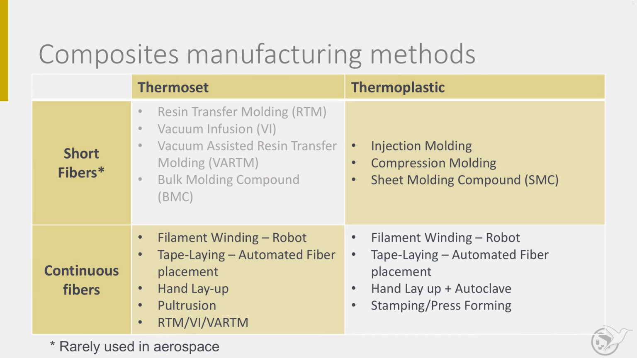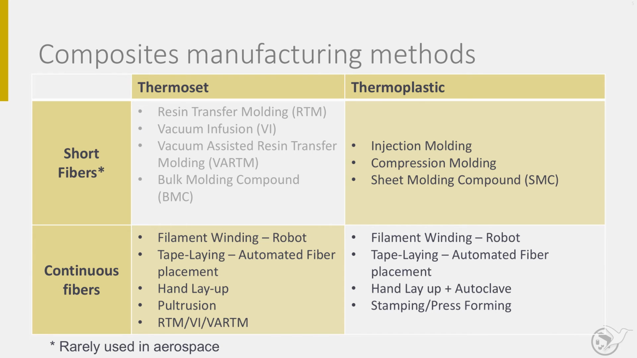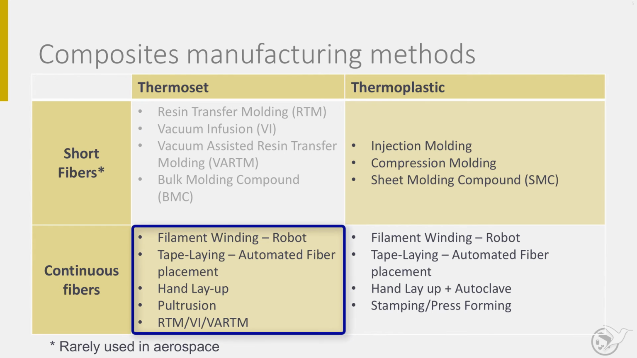Merging the two key parameters results in the following table with manufacturing methods for composites. I will briefly mention each process. A few are explained in more detail in following slides. The combination of thermosets and short fibers is hardly used in aerospace. The problem here is the long cycle time of thermosets. The combination of thermosets with continuous fibers is used extensively.